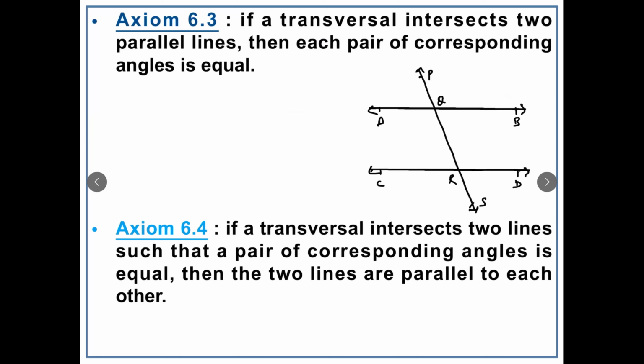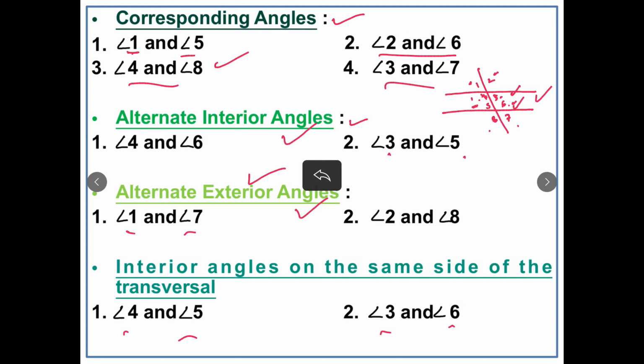First is axiom 6.3. It says if a transversal intersects two parallel lines, then each pair of corresponding angles is equal. So if a transversal falls on parallel lines, then each pair of corresponding angles is equal. Corresponding angles are these four pairs.